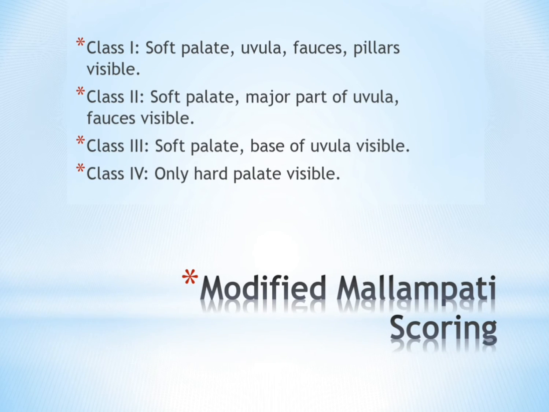So modified Mallampati scoring, this is the scoring that we currently use. It consists of 4 classes. Class 1 is whereby the soft palate, uvula, fauces and pillars are visible. Class 2, soft palate, major part of uvula and fauces are visible. Class 3, soft palate, base of uvula visible. And class 4 is whereby only the hard palate is visible.